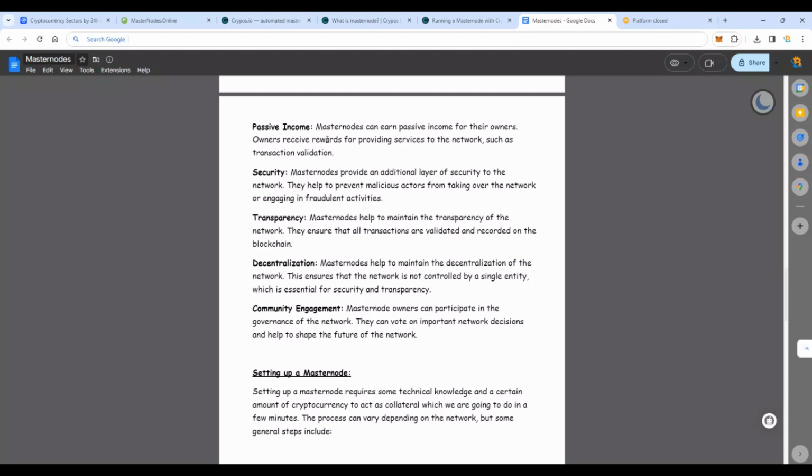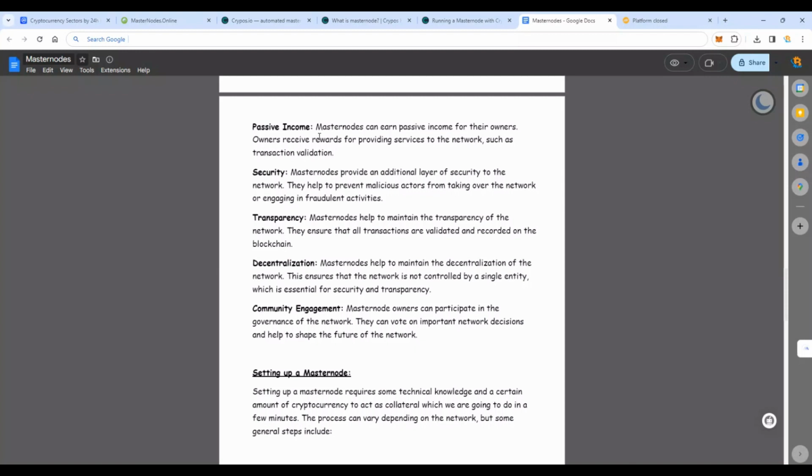Basically, masternodes run on the same consensus algorithm, like the proof of stake. Yeah, they basically use the same consensus algorithm, the proof of stake. We talked about proof of stake and proof of work, and by now I expect everyone understands what we mean by that. Now, security.